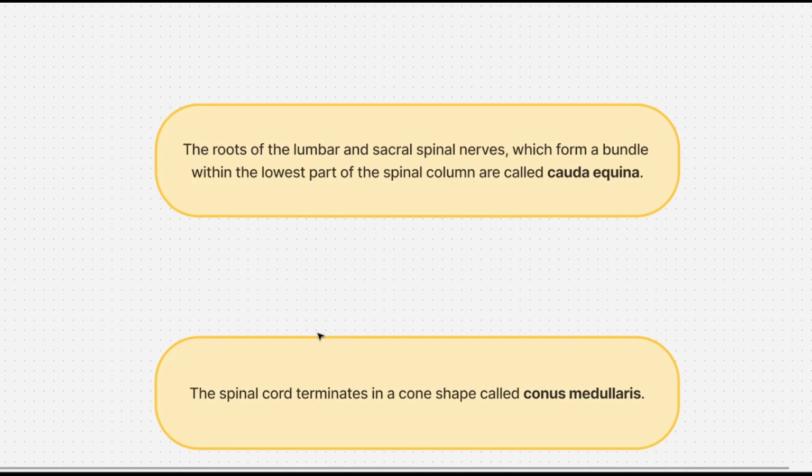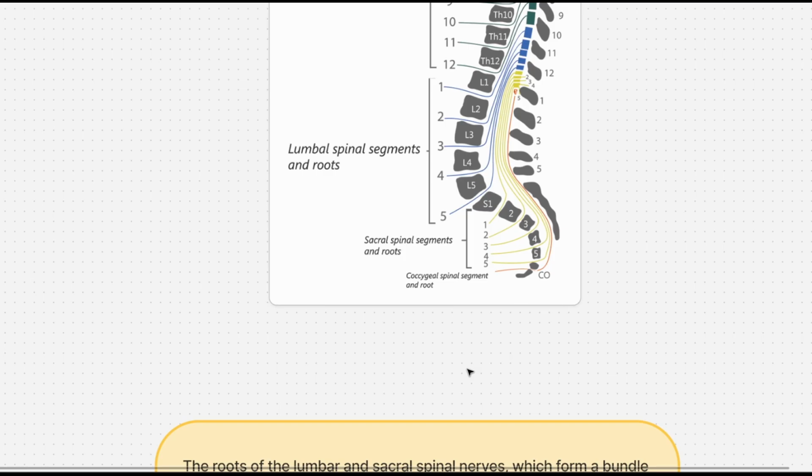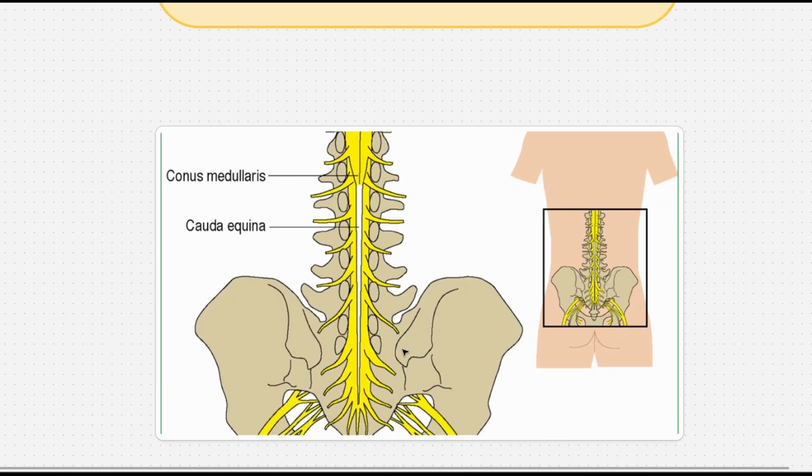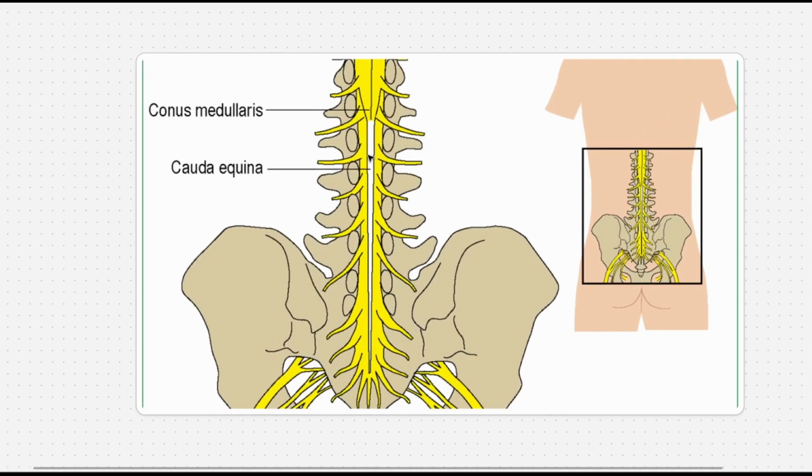Okay, and the spinal cord terminates in a cone shape called the conus medullaris. Conus medullaris, okay? So basically it terminates as a cone shape. We can see it here. This is the cauda equina right here. And then you can see this is the termination of the spinal cord, but the nerves continue downward until the coccyx. So this is the conus medullaris. Okay.